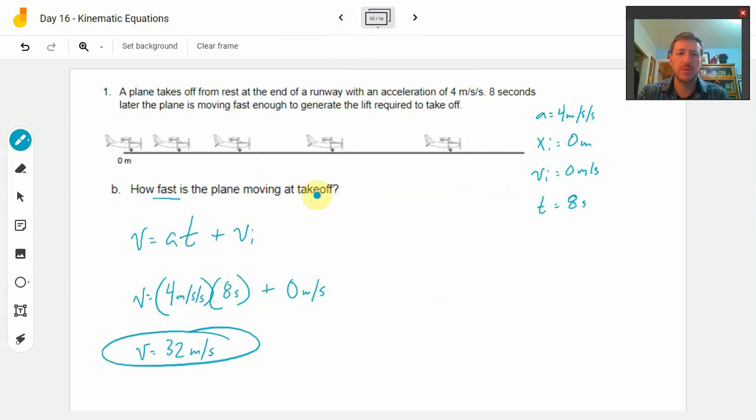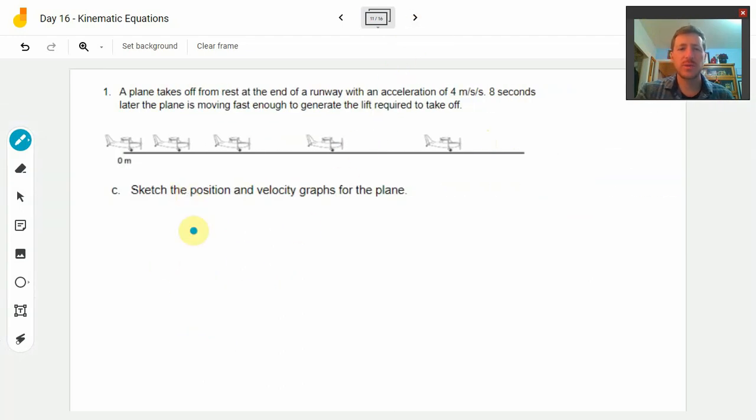So now we know its position when it took off and how fast it was moving when it took off. And this is for a simple object that is speeding up to the right, starting at a position of 0. So this one's pretty straightforward, very similar to our fan cart, pretty easy to solve for. This last piece is we want to sketch the position and velocity graphs for the plane.